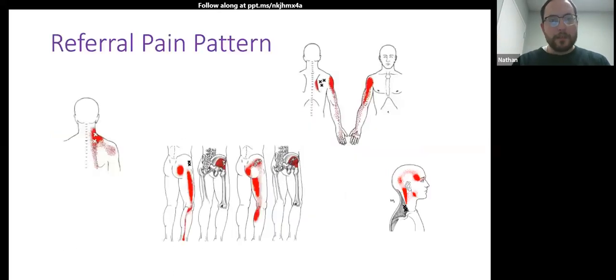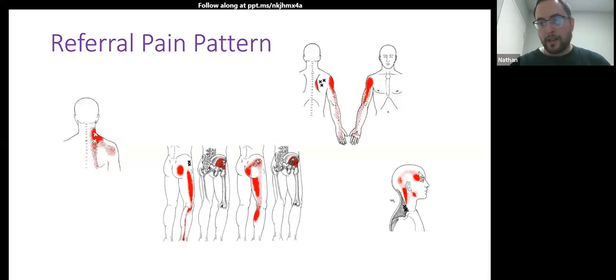All right, here's another example of referral pain patterns. As we can see here, we have some pain coming from the upper neck area on the left side. We have some pain from the shoulder, and pain from the glute muscle, which people sometimes think is back pain, but can actually be coming from the glute muscles or the back muscles. And on the bottom right, we have a picture of pain coming from the trapezius muscle, which is the neck.